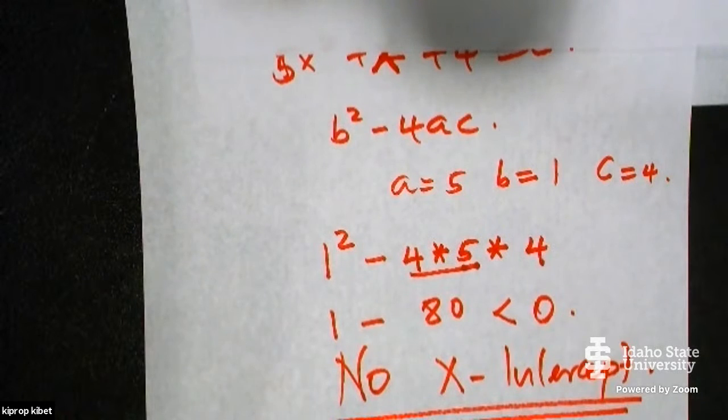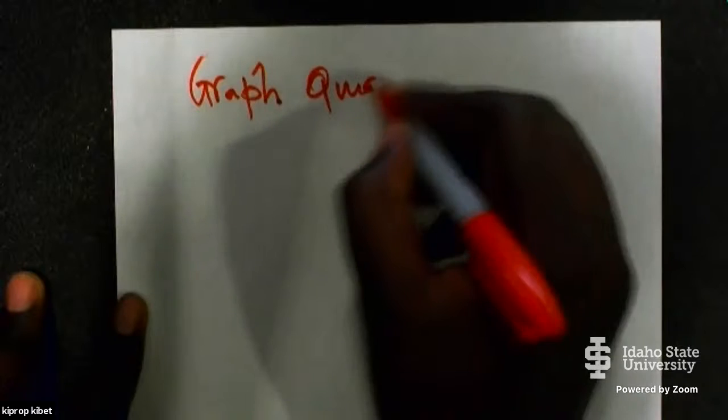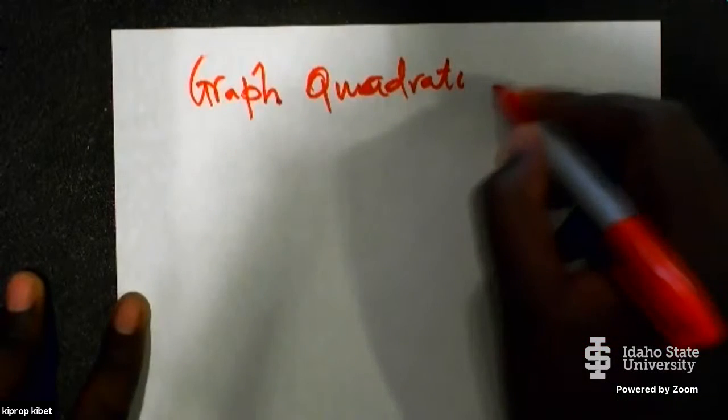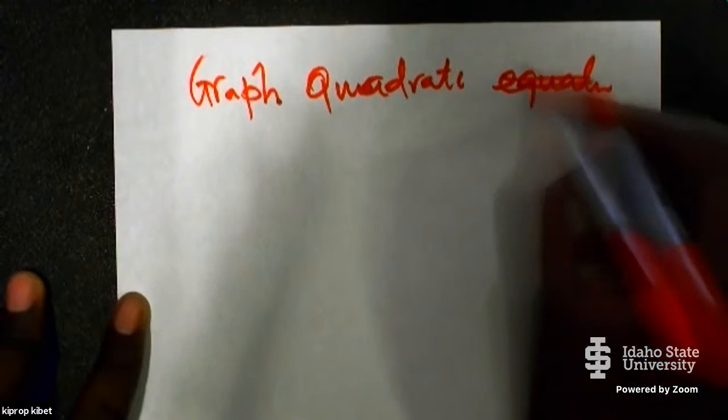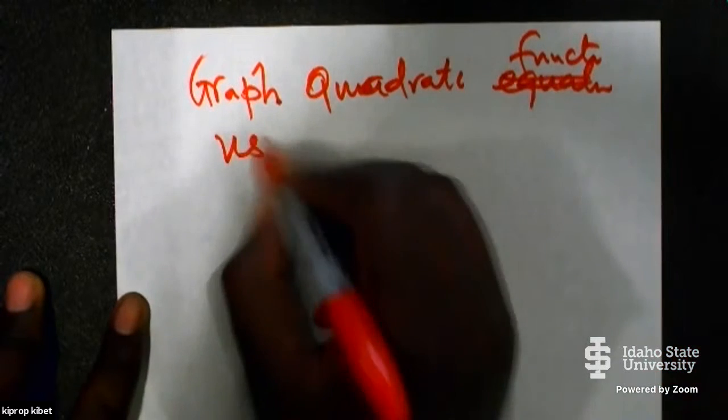All right, so those are the properties that we will need to use now to draw the what? To draw our parabola, to draw our quadratic equation. So these are the properties. So what we need to do is, there are steps of drawing. So graph a quadratic equation or function using properties.